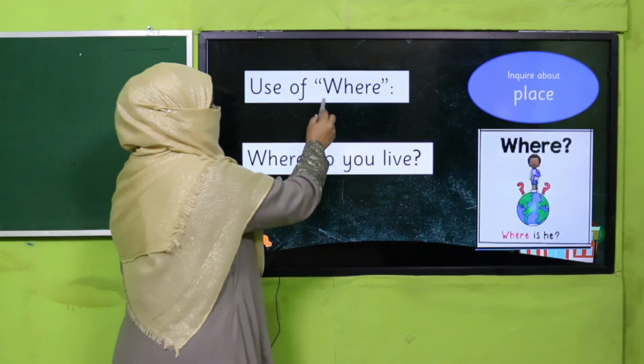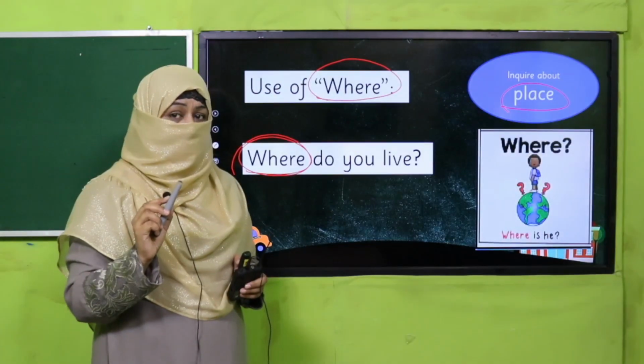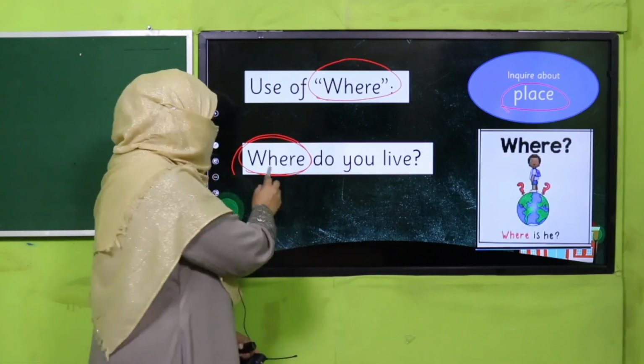Next is where. We use where to inquire about place. Where do you live? So if I ask you, where do you live? What do you understand? You have to tell the name of your city, or name of your country, or name of your area. Okay, where do you live?